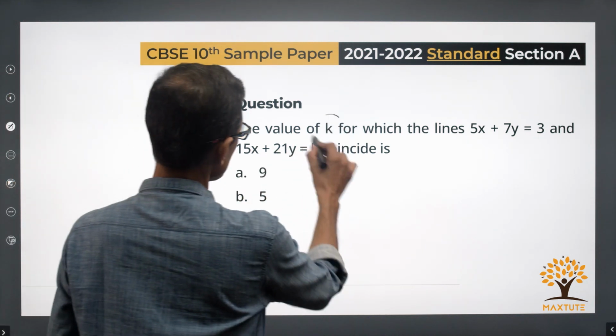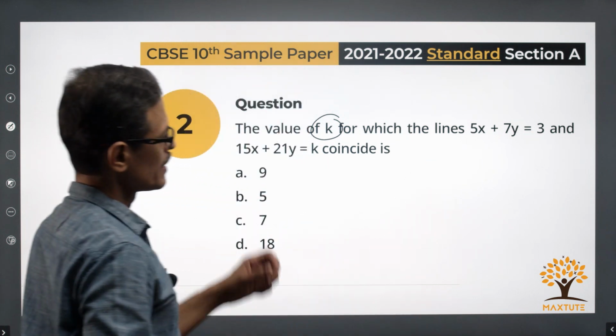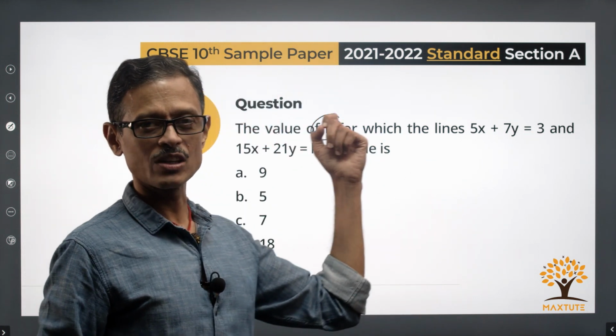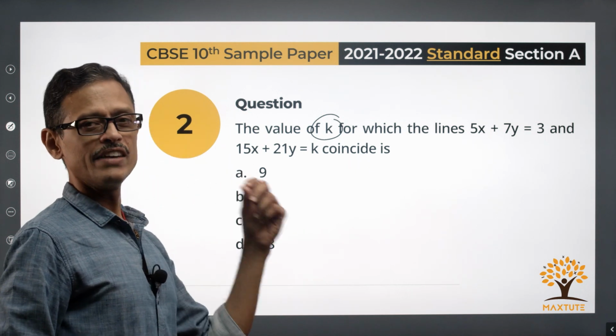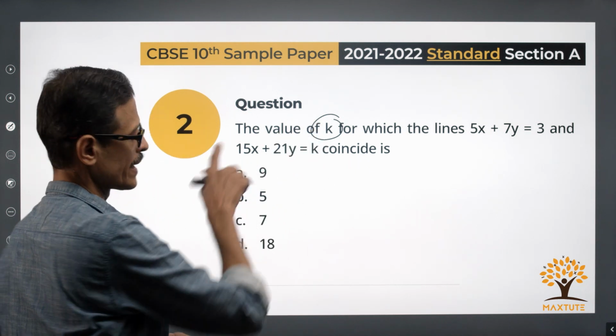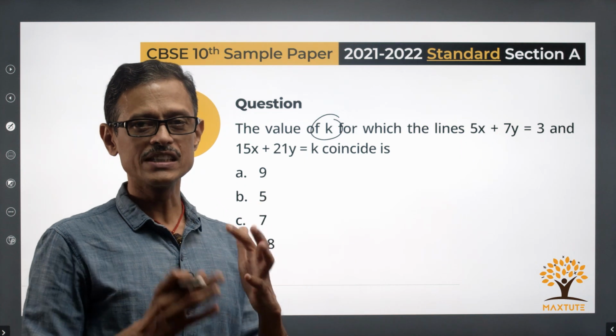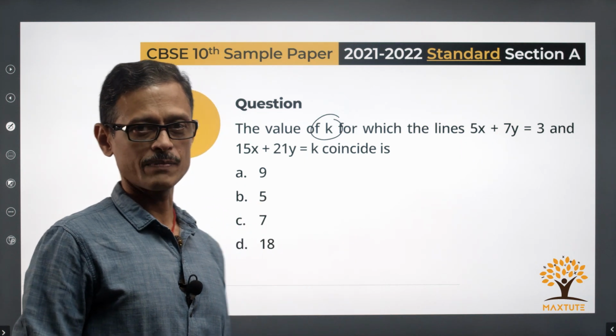The value of k for which the lines represented by the equations 5x plus 7y equals 3 and 15x plus 21y equals k, when will they coincide? For what value of k will these two lines coincide is what the question is.